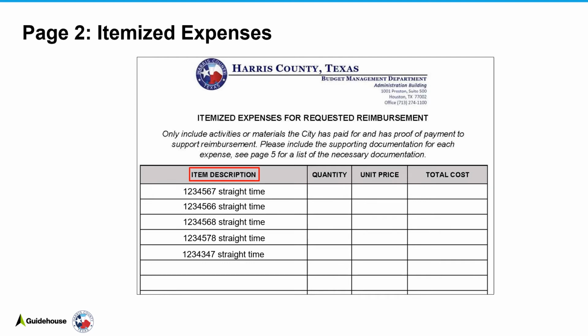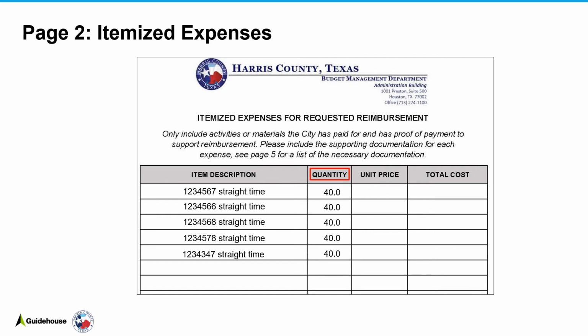For example, if you have 5 bus drivers who transported people to testing sites, there should be 5 separate lines for reimbursement, one for each bus driver. Similarly, if you have 1 bus driver for whom you seek reimbursement for regular working hours, overtime, and hazard pay, each type of pay should have its own line.